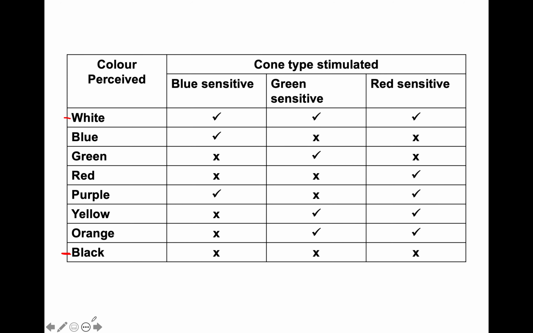stimulation, and it's the relative amount of stimulation of each of the different types of cone which will determine which colour is perceived. So if blue sensitive and red sensitive cones are stimulated, the colour perceived will be purple. If there is perhaps more green sensitive stimulation, let's put an extra tick here, with some red sensitive stimulation, the colour perceived would be yellow. If there is more red sensitive but some green sensitive stimulation, the colour perceived will be orange.